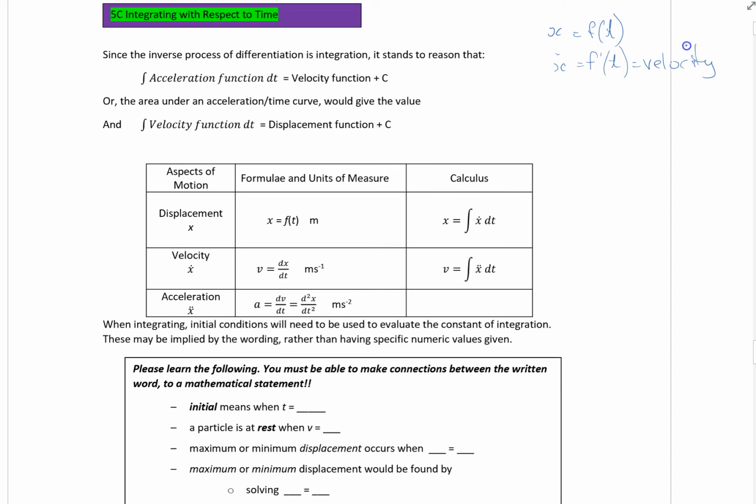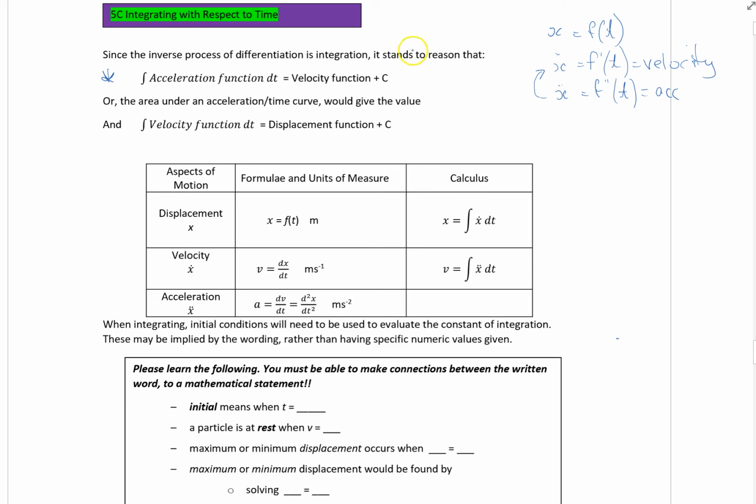And so if we then take our velocity function and differentiate that again with respect to time, always with respect to time, then we get acceleration. So what you would know is that the reverse is integrating. And if I'm given an acceleration function, then if I integrate it with respect to time, it would take me back to a velocity function. So I've stated that here.